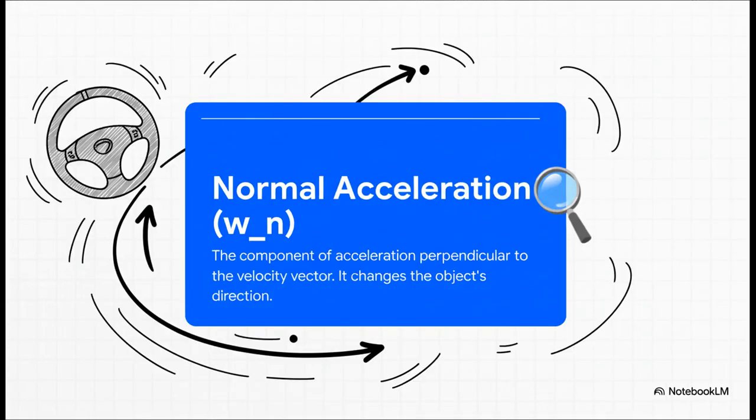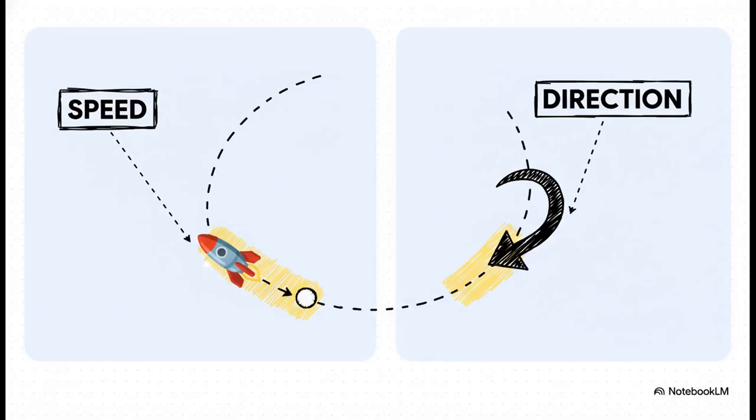And then you've got normal acceleration. This is your steering wheel. It always points perpendicular to the velocity, pulling the particle towards the center of whatever curve it's making. It has zero effect on the speed. Its only job is to change direction, to make the path curve. So to put it super simply, tangential is all about how fast, and normal is all about which way. They're two totally separate parts of the motion, and to get the whole picture, you've got to understand both of them.